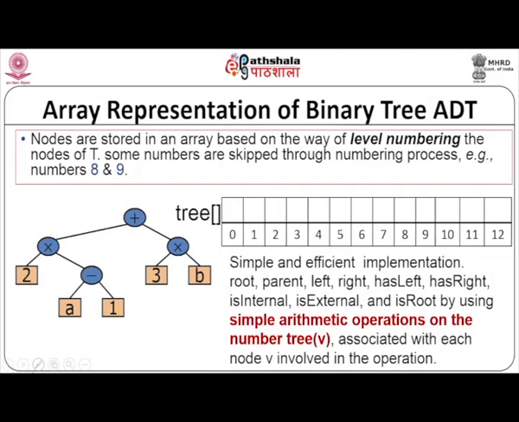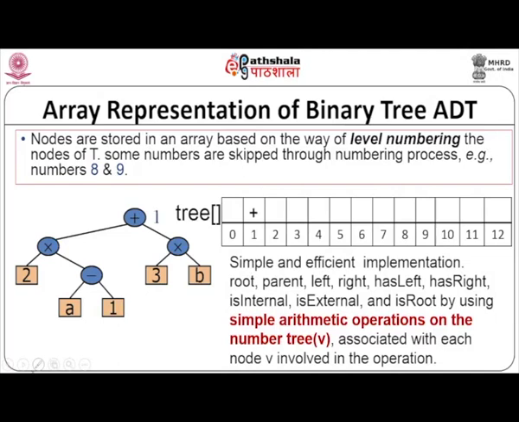So, now let us look at some of the representations of binary trees. First we look at the array representation of a binary tree ADT. The nodes are stored in an array based on level numbering, I will come to that. In level numbering the nodes of T, some numbers are skipped. This is a simple and efficient implementation. Root, parent, left, right, has left, is internal, is external, is root, each is just an arithmetic operation. So, that way it is a very simple and efficient operation.